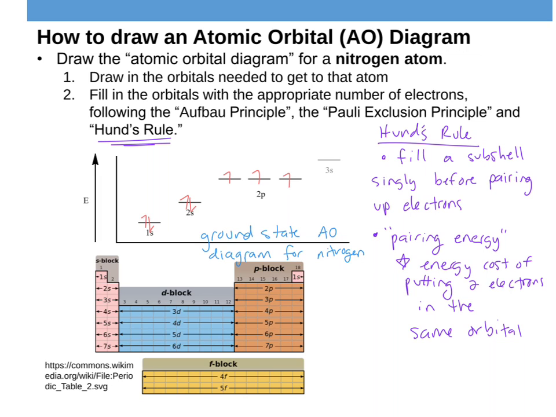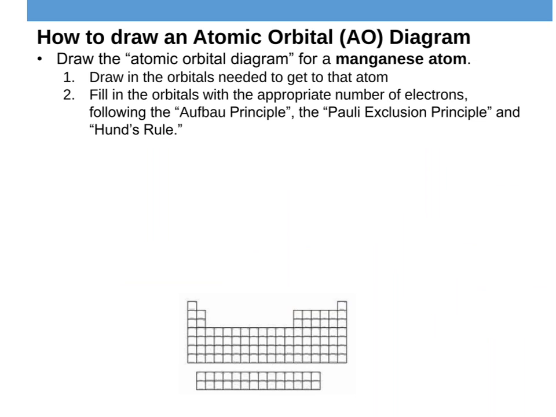So let's talk about a bigger, more complicated atom. Let's go with manganese, right? Manganese is much bigger. Manganese is over here. It is 1, 2, 3, 4, 5. Here's manganese, Mn. So it's in that d block. Its atomic number is 25, which means it has 25 electrons.